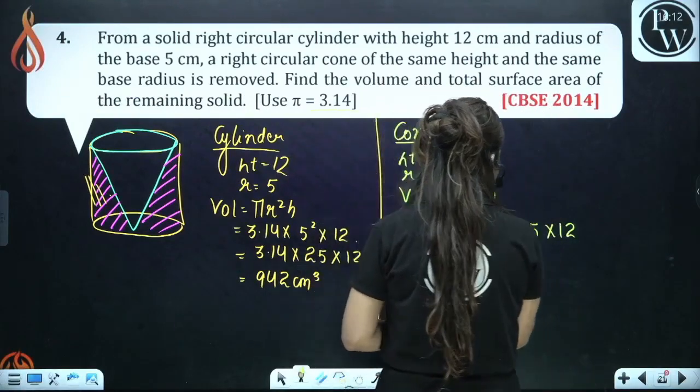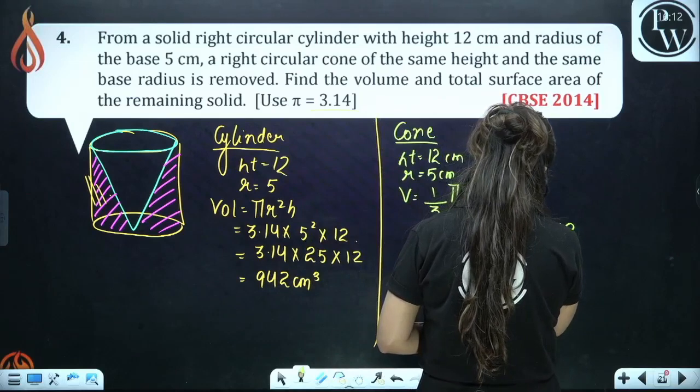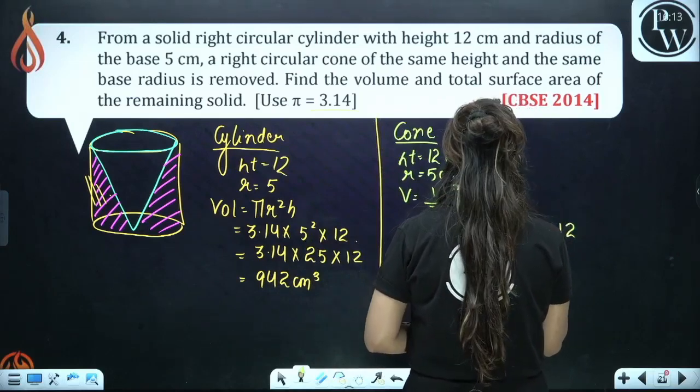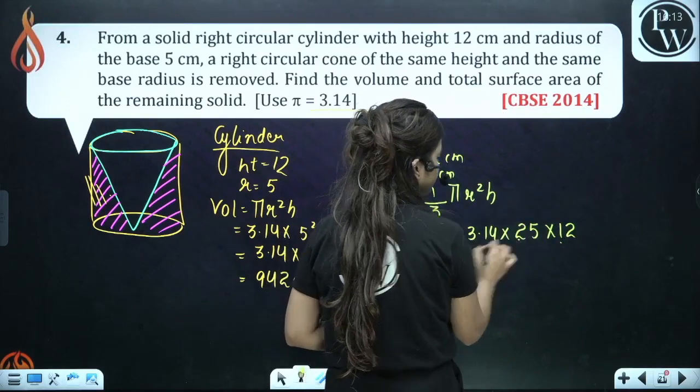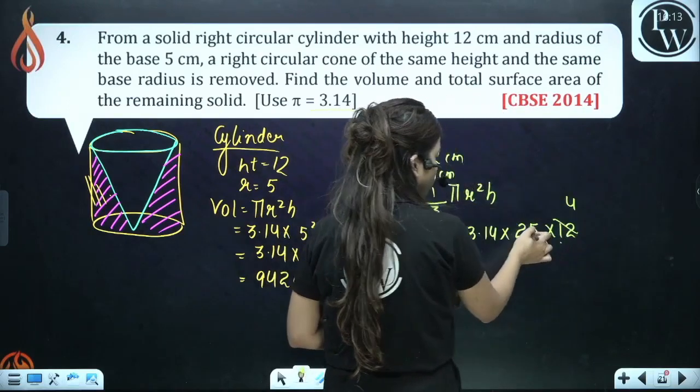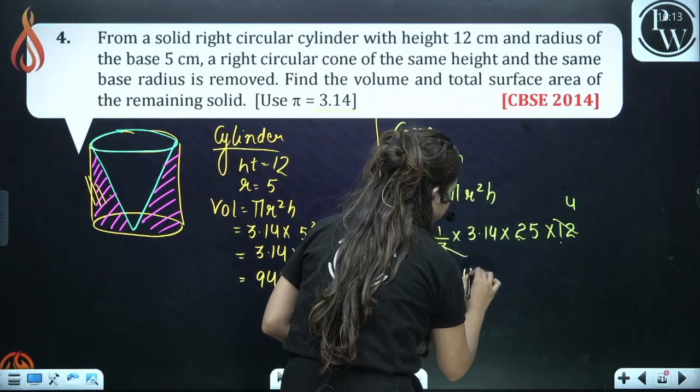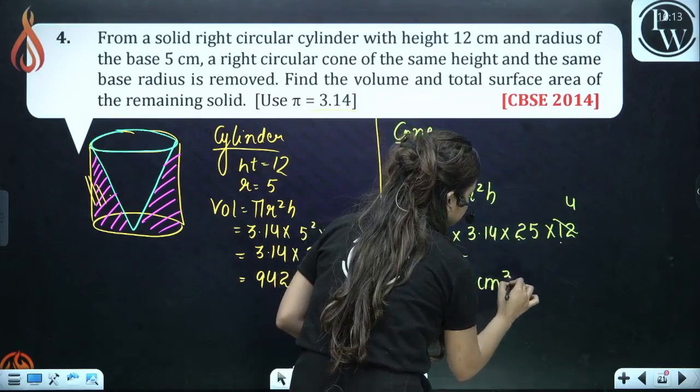So this will result in 25 into 12, which gives you 300. The 3 in the denominator will be cancelled out, giving 100. So 100 into 3.14 will be 314 centimeter cube.